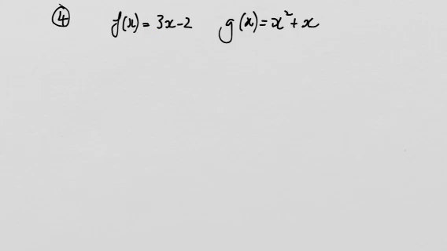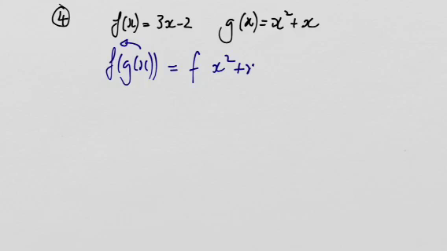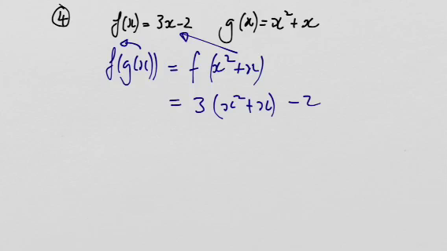Question 4. Well, this is just a whole load of f of g of x's. Okay, we know how to do that. Put the g into the f formula. So you put x squared plus x into the f formula. So that's going to go in here. So that's going to be 3 lots of whatever's in the bracket, -2. Remember to remove the brackets and tidy up. And you just do that for each stage.